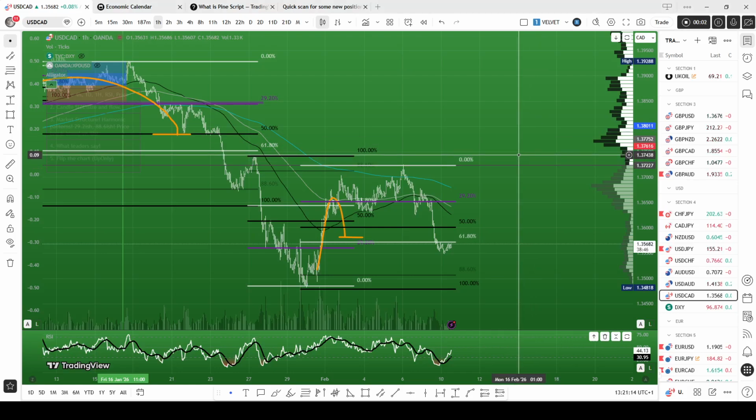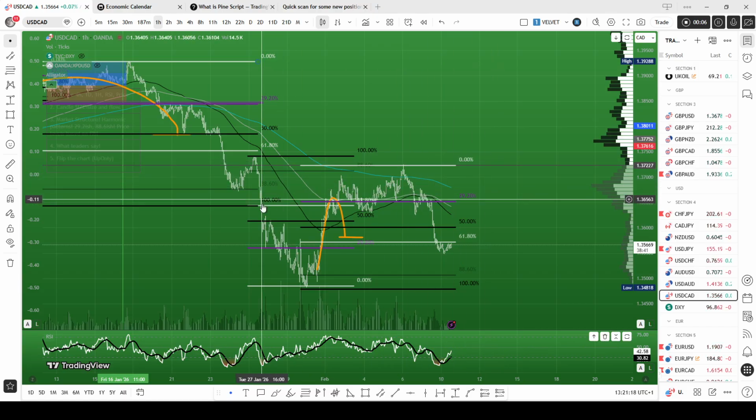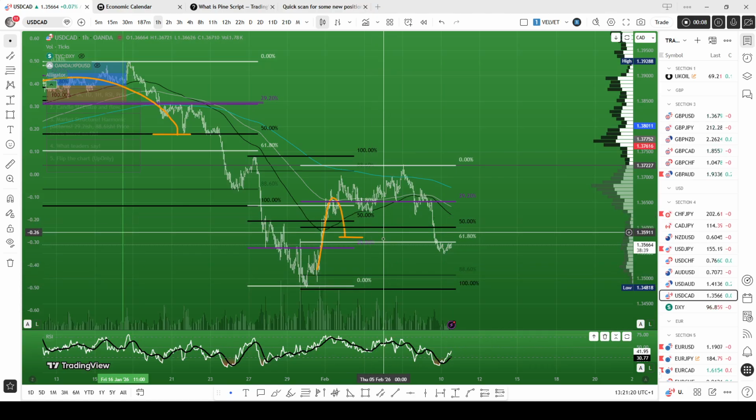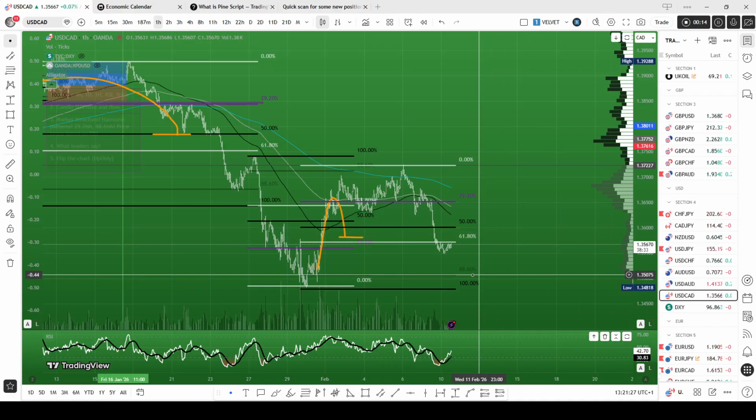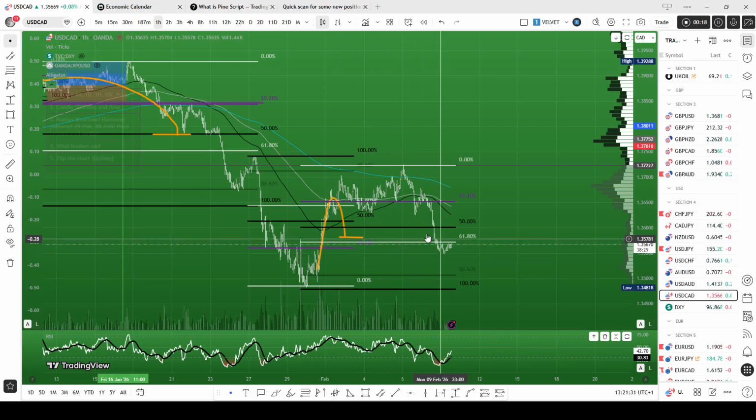Okay, so I'm continuing the video which is on my TradingView. The first part is on my TradingView. This is the second part, and we left off on USD CAD. Looking at the USD CAD, I can see that it disrespected 61.8.